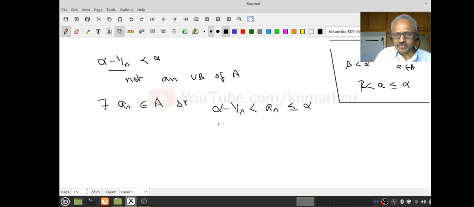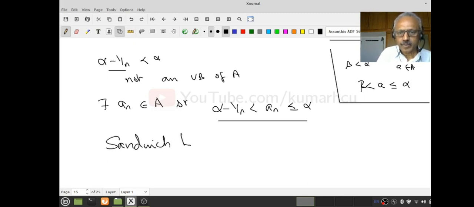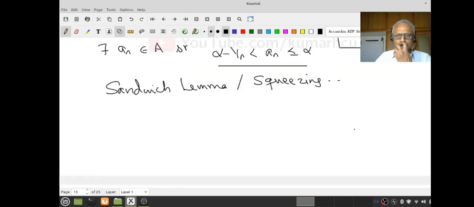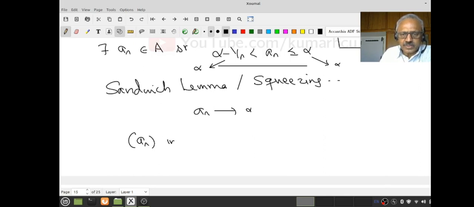Now whenever you see this chain of inequalities in real analysis, what should you think of? You should think of the sandwich lemma. Sometimes they also call it the squeezing theorem or some such thing. Now this sequence alpha minus 1 upon n converges to alpha. This is a constant sequence that converges to alpha. Therefore, the middle sequence a_n also converges to alpha. That's what it says. Right? Now, what do I know? a_n is a sequence in where? In the set A. And a_n converges to alpha.